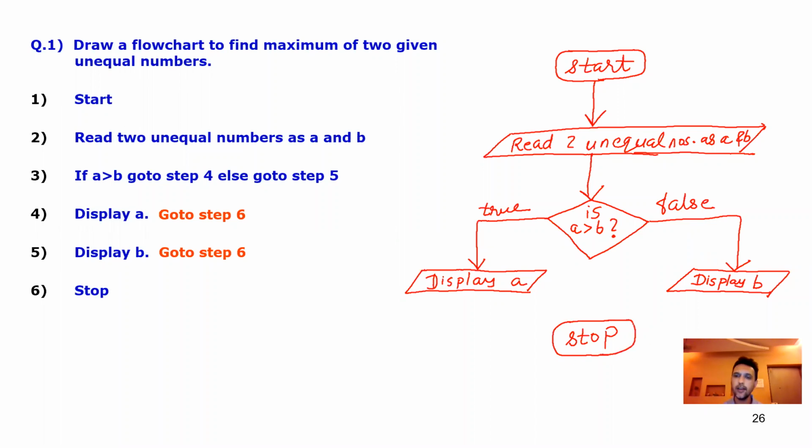I'm using a pen tablet, so I'm not able to draw properly, but it is a rounded rectangle. Now, these are the go to step 6 parts. For this, see, this is display A. So go to step 6 will be like this. See what I'm drawing. This is go to step 6. And this one, go to step 6. From here over here. So that completes our flow chart. This is the first flow chart.